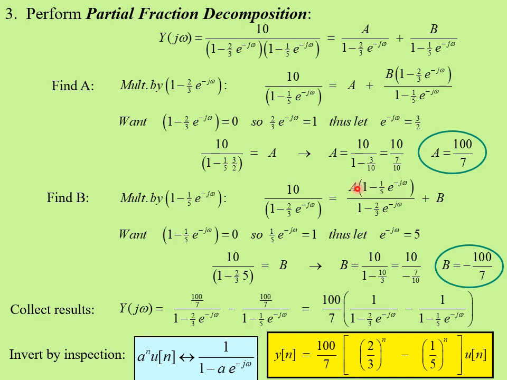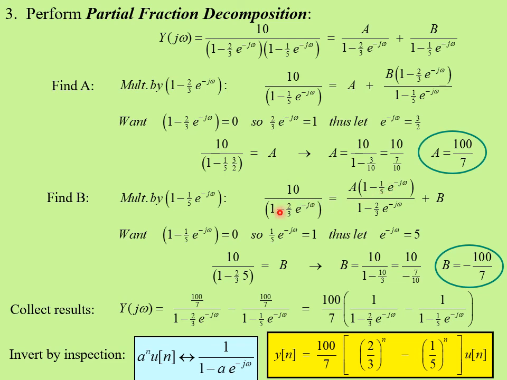And now to get rid of this term here, so that B is all by itself, because we're solving for B now, notice we want 1/5 e to the minus j omega to equal 1. In other words, e to the minus j omega has to be equal to 5. Because if e to the minus j omega is equal to 5, we have 1 minus 1/5 times 5, that's 1 minus 1, which is 0. And this term, poof, it vanishes, right?